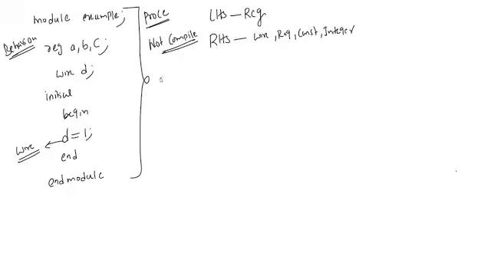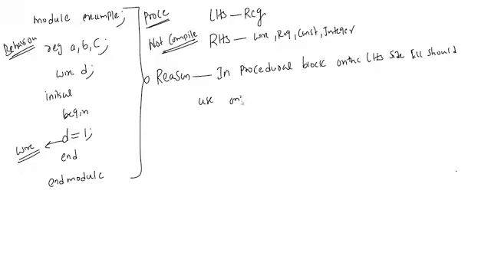So what is the reason it is not compiling? In procedural blocks, what are procedural blocks? You have initial and always blocks. In a procedural block, on the LHS side we should use only reg data type. Only reg data type. Is it fine? Did you understand?